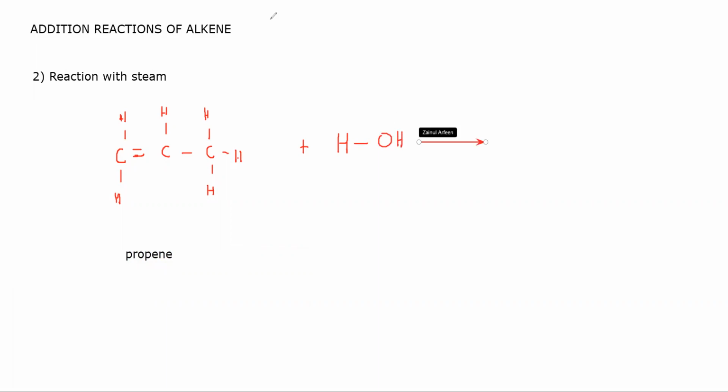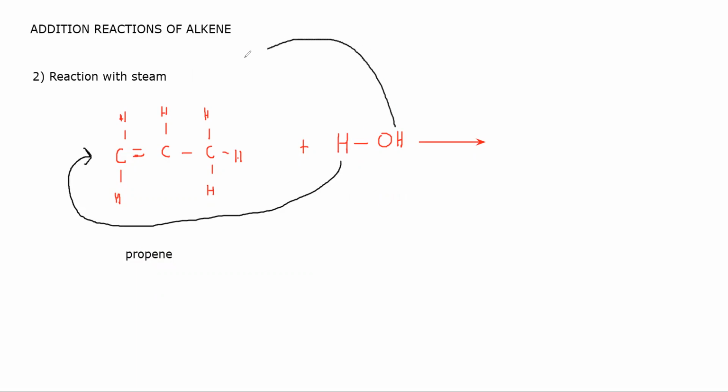Then again, water or steam, it refers to H2O, the chemical formula. So what happened? Addition reaction. The term addition reaction means there should be only one product. So it's up to you. If hydrogen is added to the first carbon, the double bond will break. Hydrogen is added to one carbon, it can be first or second, it's up to you, and hydroxide is added to the other carbon.